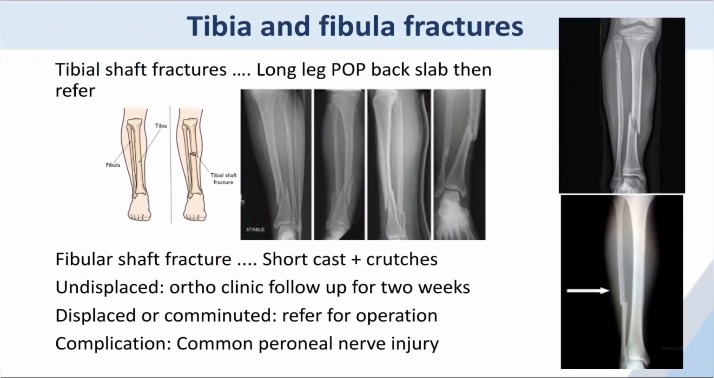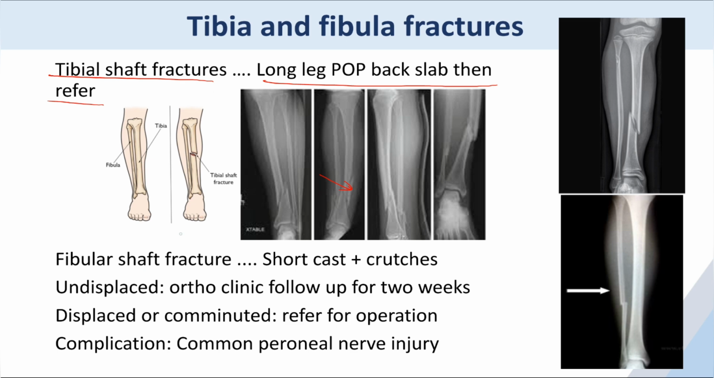Tibial and fibular fractures. For tibial shaft fractures, put the patient in a long POP back slab and then refer to the orthopedic team for operation. Rarely do they do conservative management, but if it is displaced or comminuted, these types of fractures usually have a risk of compartment syndrome.